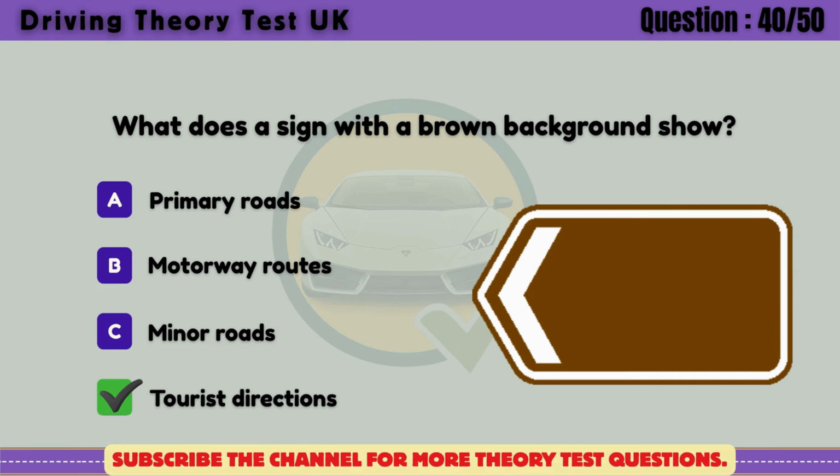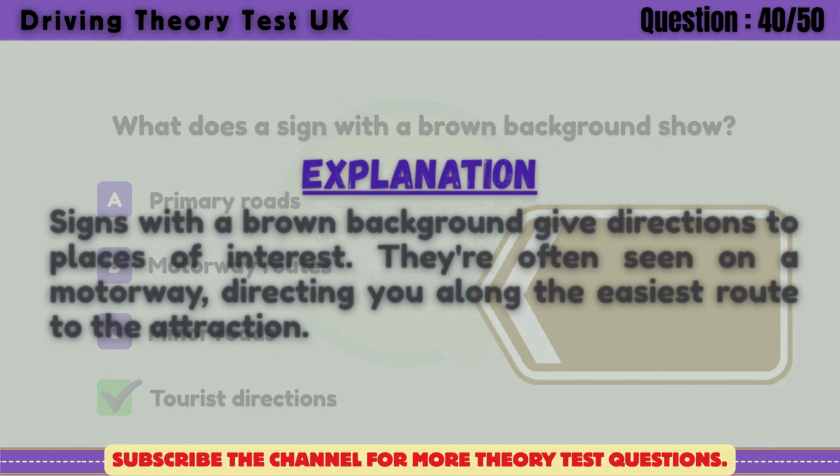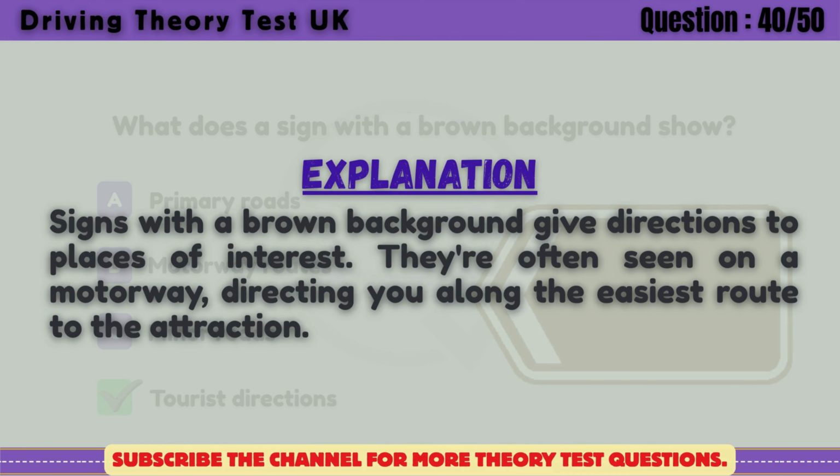Answer is D. Tourist directions. Signs with a brown background give directions to places of interest. They're often seen on a motorway, directing you along the easiest route to the attraction.